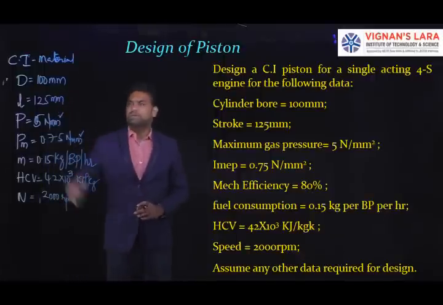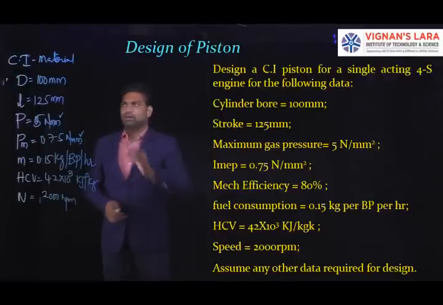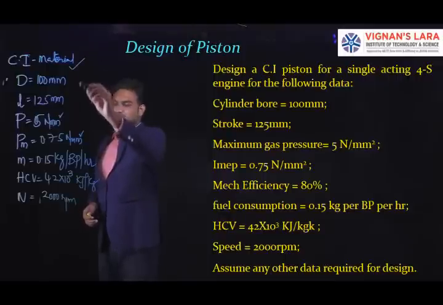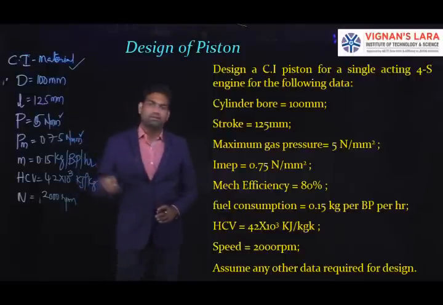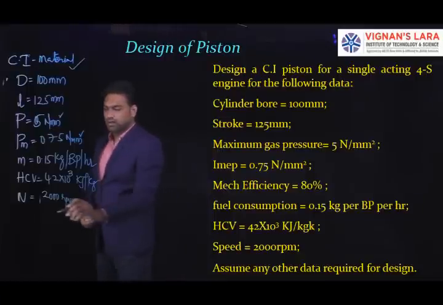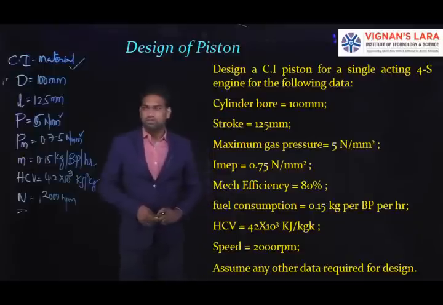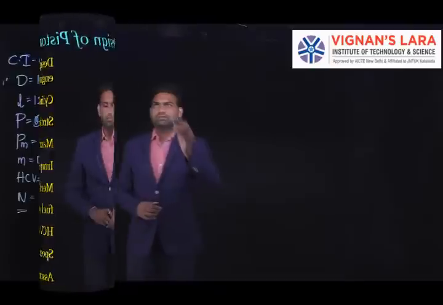For the given specifications, we need to perform a design. We need to give the dimensions for a piston made of cast iron material. Other than that, if any other data is required for the design of the piston, you can assume the remaining data. So let us see how the design is processed.